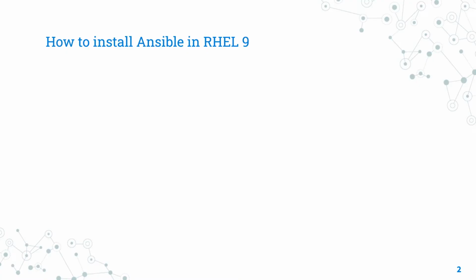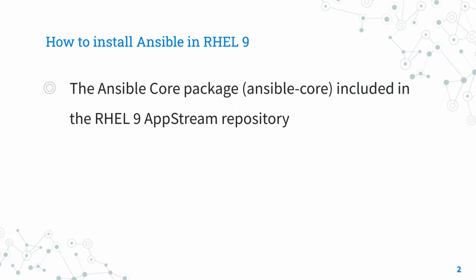Today we are talking about how to install Ansible in RHEL 9. The good news is that the Ansible Core package, ansible-core, is included out of the box in the RHEL 9 AppStream repository. No more additional repository, Ansible Engine or EPEL like previous versions for basic automation. However, for additional support for the underlying platform and core maintained modules, the Ansible Automation Platform subscription is required. But this is a different story.